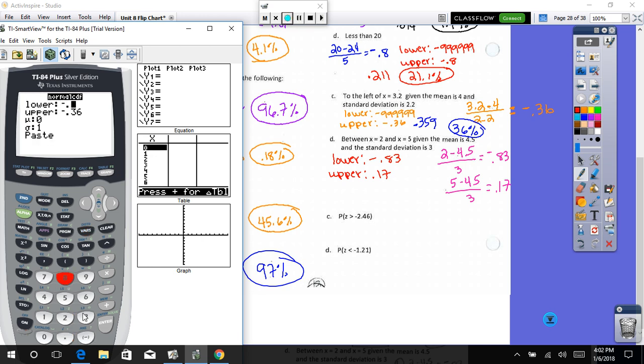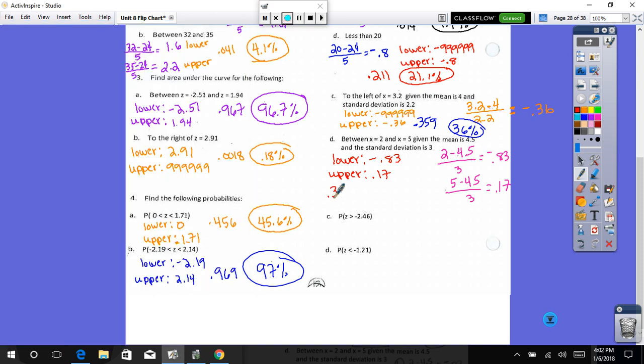Negative 0.83 is my lower. I'm doing a between value again. 0.17. Paste it. 0.364, or 36.4%.